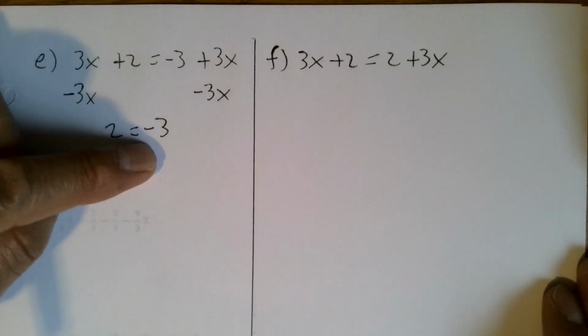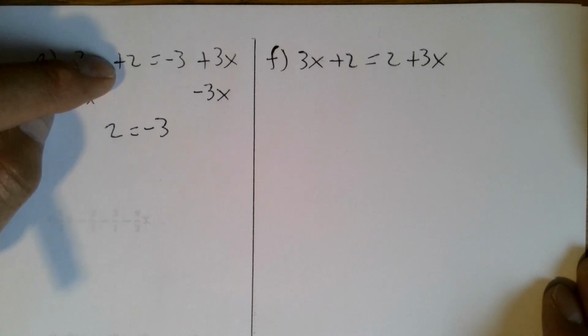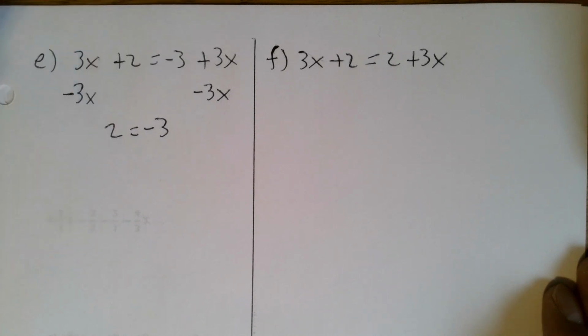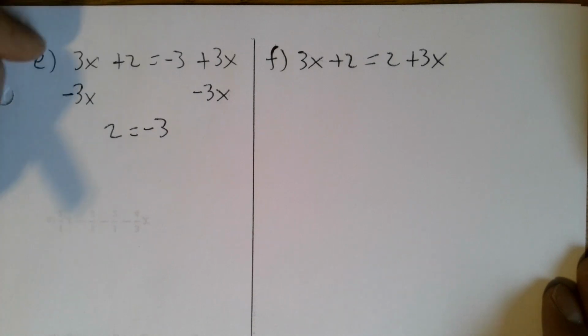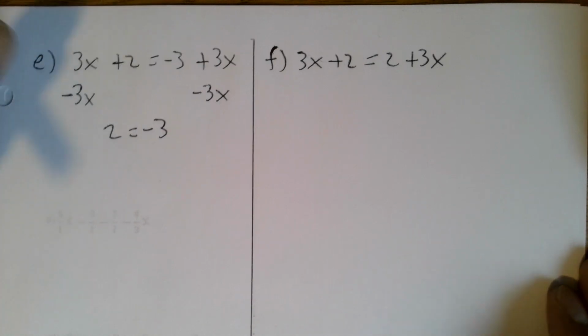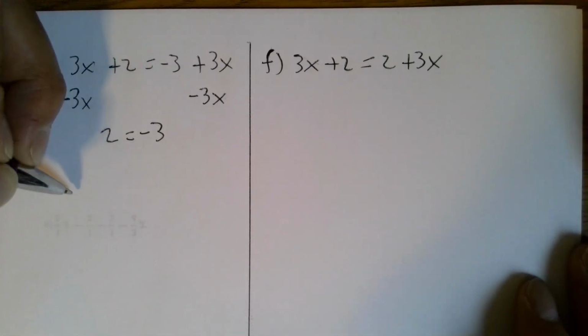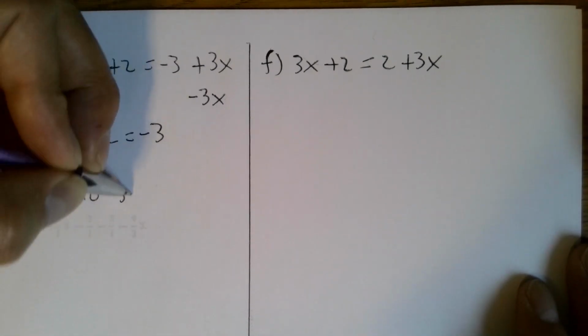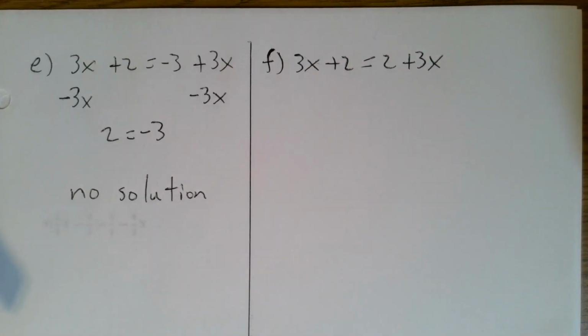But no matter what I put in for x, the left side is always going to be 5 more than the right side. Right? Like if I put in 0 here for x, I'd get 2 equals negative 3, which is obviously not true because the left side is going to be 5 more. If I put in x equals 1, I'd get 5 equals 0. Again, the left side is going to be 5 more than the right side, and that's always going to be the case. So there's no values of x that are going to make this true. So we say no solution. There are no values of x that will make it true, so we have no solution.